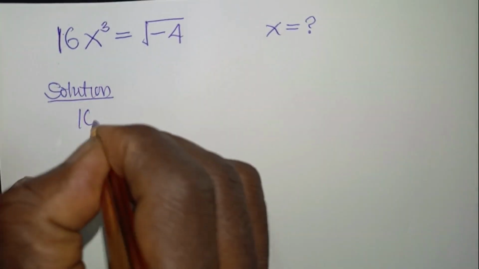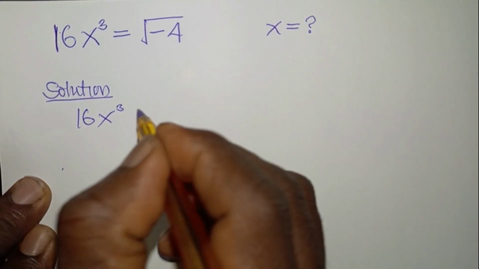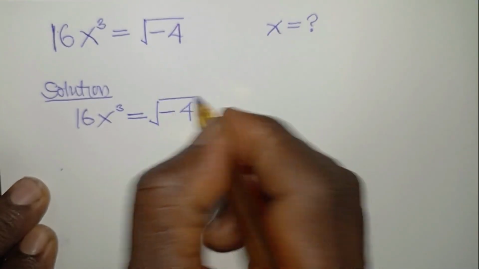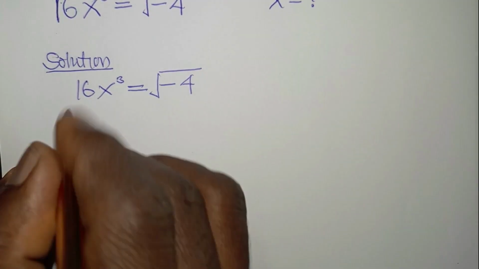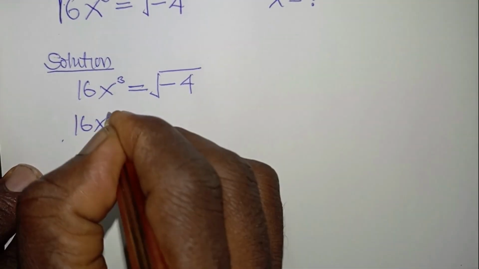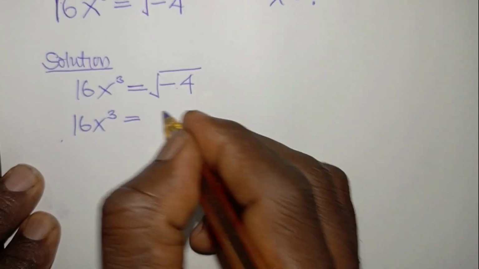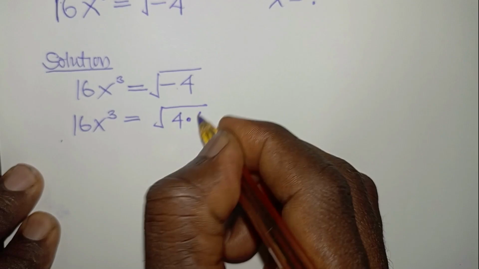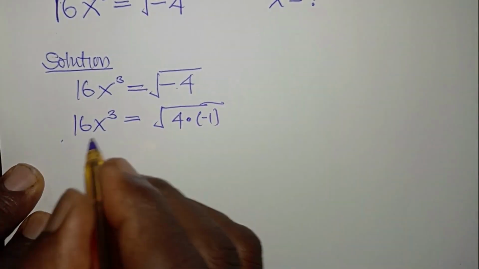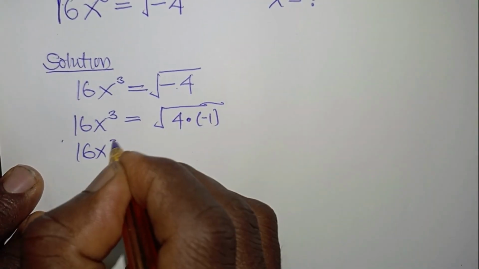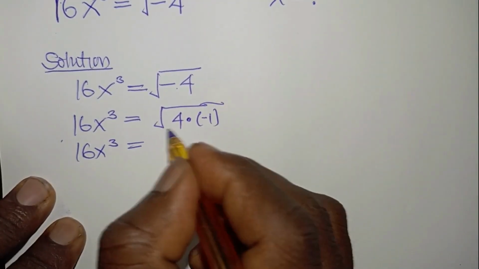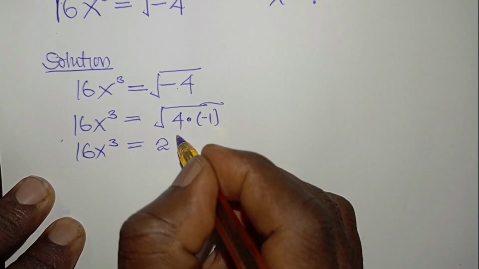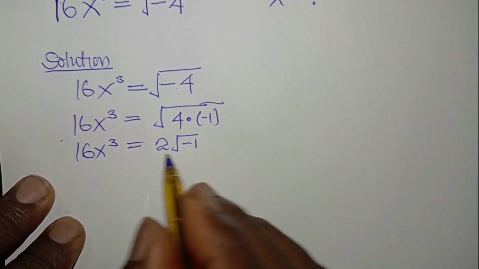Here we have 16x to the power 3 equals minus 4 square root of minus 4, right? So minus 4 is the same as 4 times minus 1. The square root of 4 will give us 2, and the square root of minus 1. That's what we are going to get.